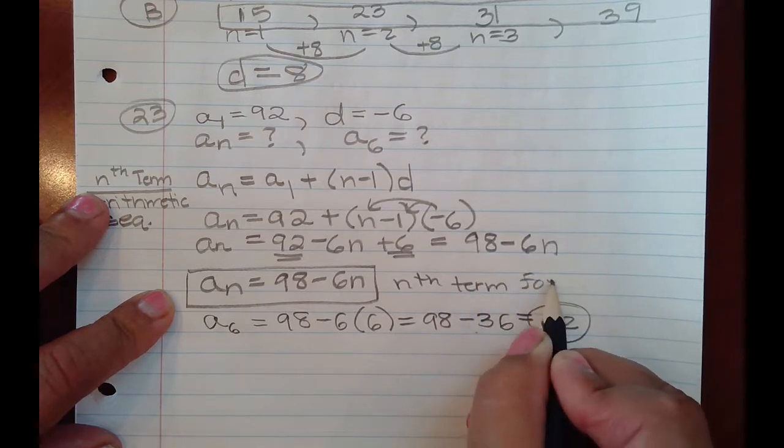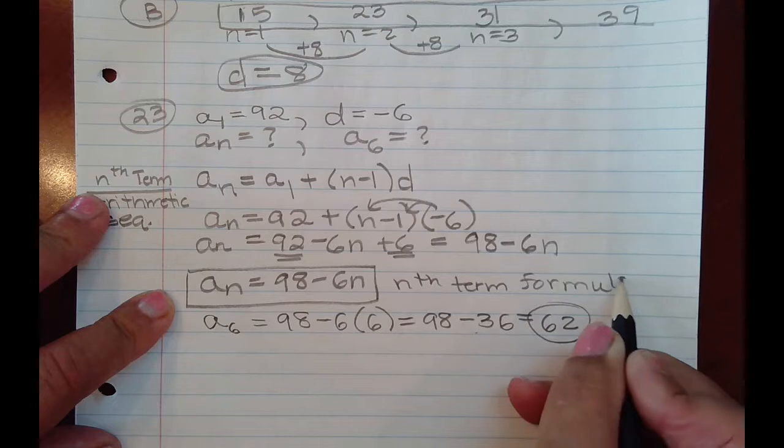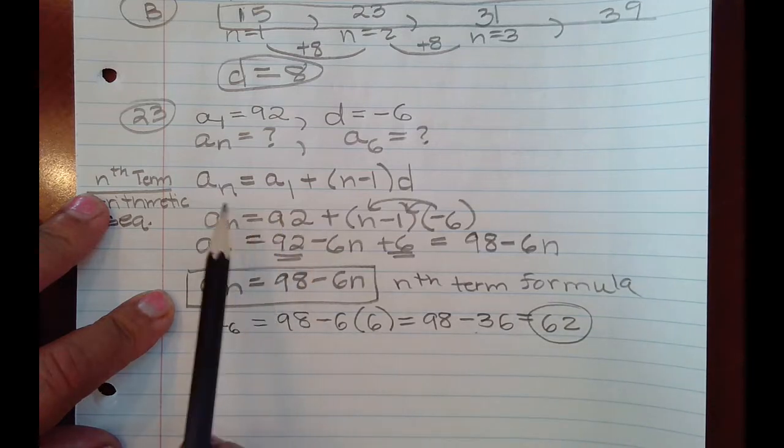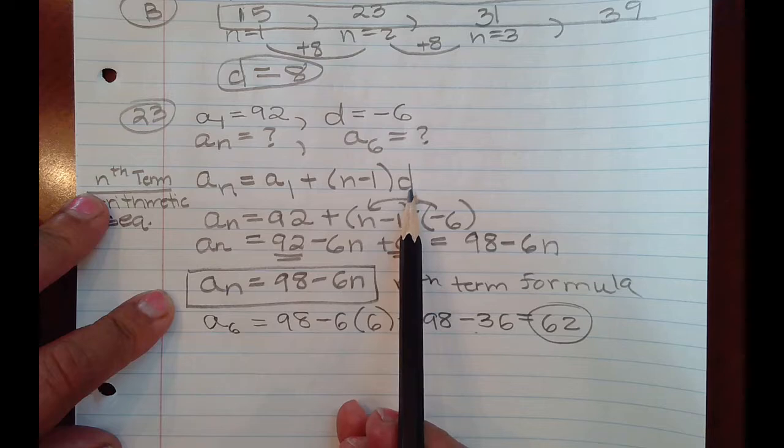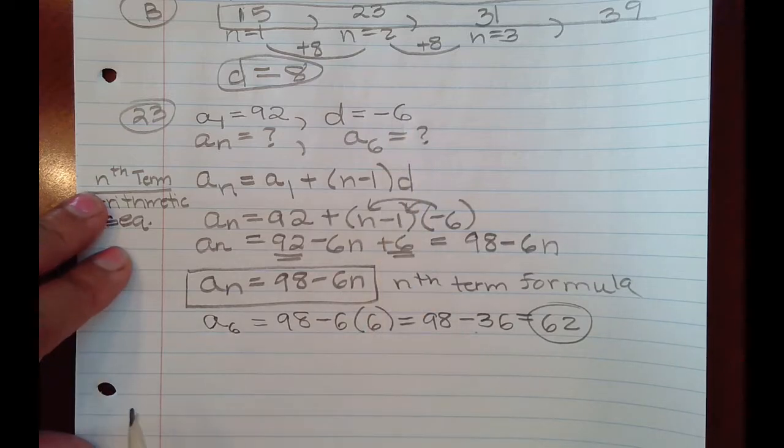And the nth term formula, again, is always based on the first term, which they gave to you, and the common difference, which they also gave to you in this problem. Okay, moving on to 24. Let me get something else to write with here. Okay, number 25.